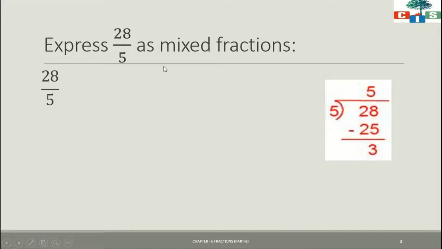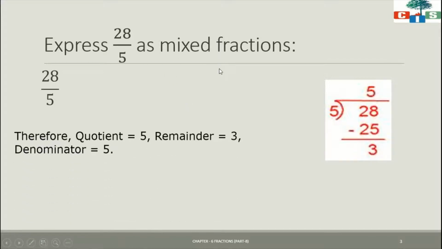Okay, now we will write in the mixed fraction. So how do we write in the mixed fraction? See, quotient, first of all we'll write quotient as whole number 5, then remainder as new numerator. What is the remainder over here? Remainder is 3. So we'll write in the numerator, and denominator will remain as it is, that is 5. So the mixed fraction is 5, 3 upon 5. Okay, fine scholars.